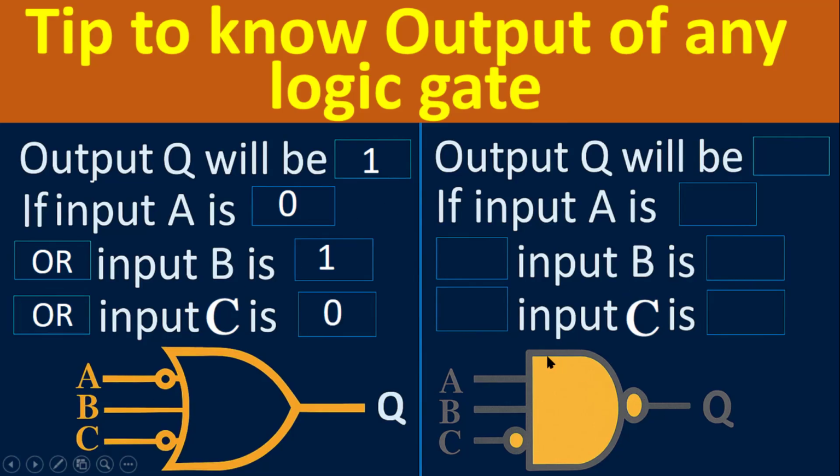So over here, output Q has a bubble, which means output Q will be low if input A over here does not have a bubble, which means input A is high. And over here, this looks like a D, so we're going to say AND input B does not have a bubble, which means AND input B is high. And over here, AND input C does have a bubble, which means input C is low.